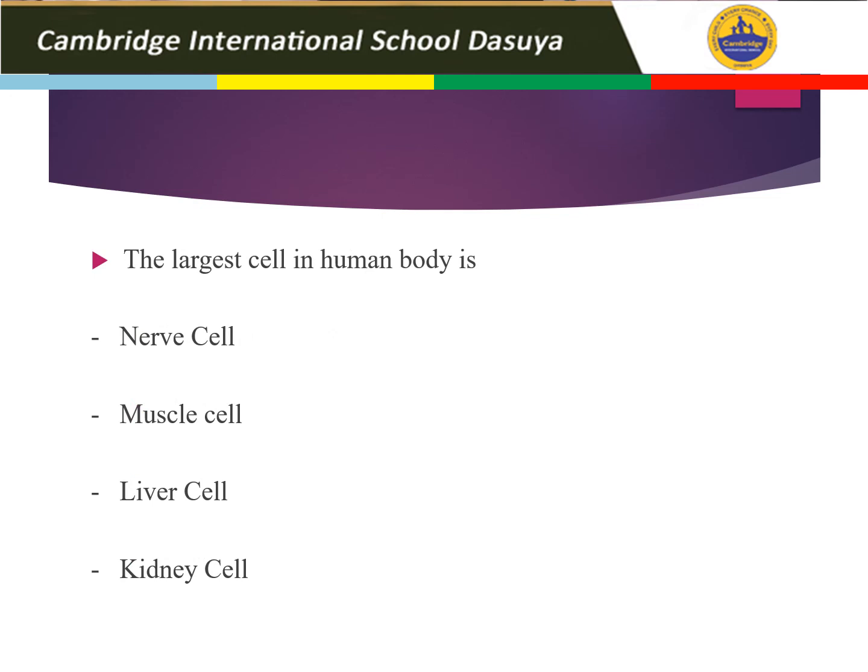The next question is which is the largest cell in the human body? Four options are given: nerve cell, muscle cell, liver cell, kidney cell. Hope you know the answer. Yes, the nerve cell is the largest cell in the human body.